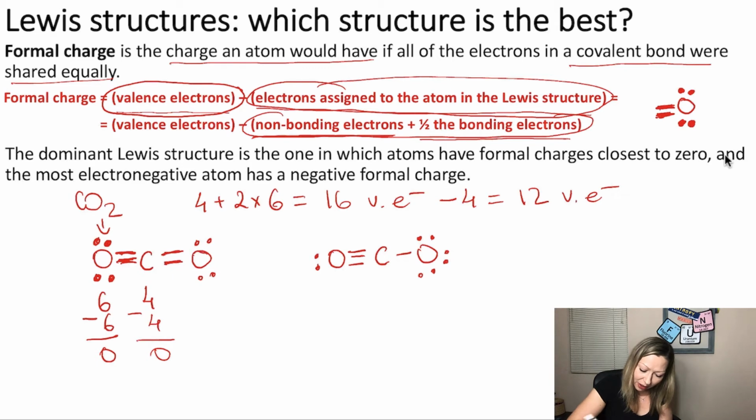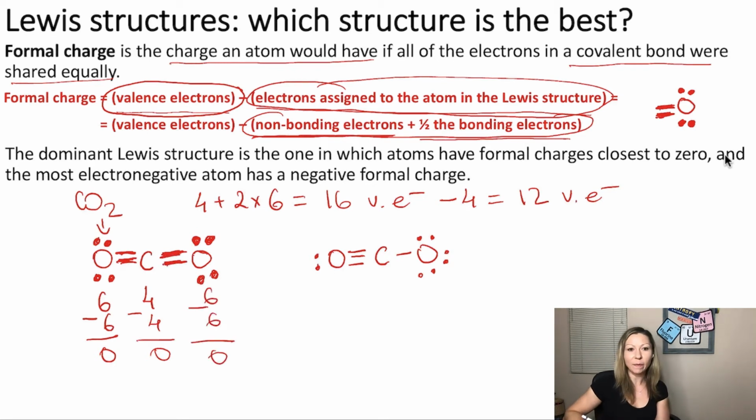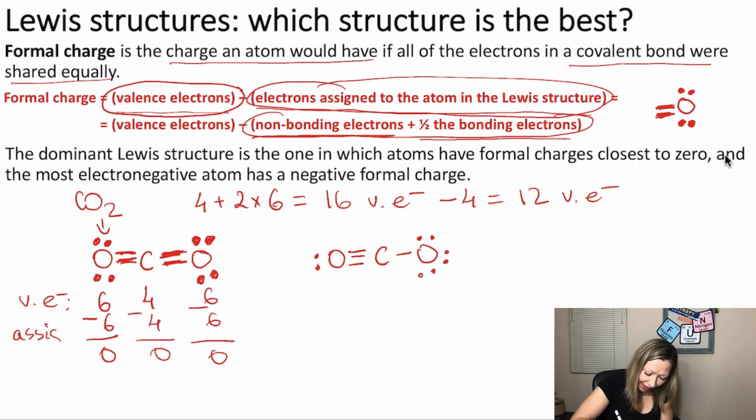Now let's do the last oxygen atom. 1, 2, 3, 4, 5, 6. So 6 minus 6 is again 0. Okay, so here on the top, I always have the number of valence electrons, and on the bottom, I have the assigned electrons right here. And then this here is the formal charge. So all the formal charges are 0, which is really cool. But let's check what happens with the other structure of carbon dioxide.